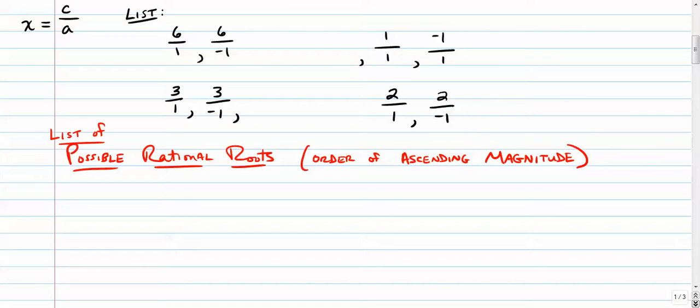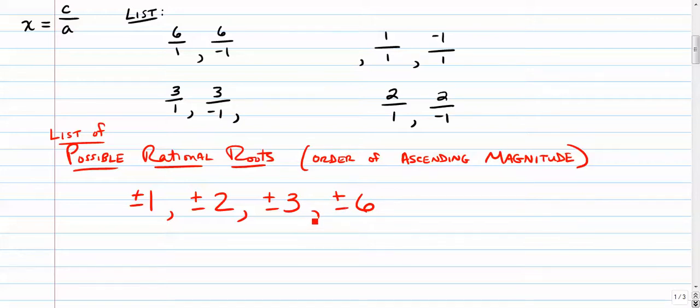So here we go. In order of ascending magnitude, so we want to go from smallest to largest. So we're going to go positive, -1, and we can write those kind of together like this. Positive, -2, it's down here. Positive, -3, and positive, -6. That's your answer. Those are the possible rational roots.